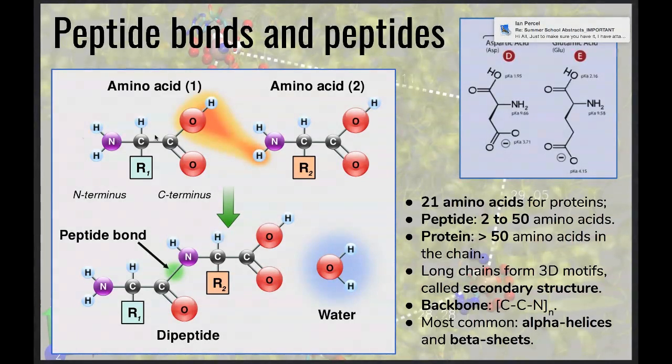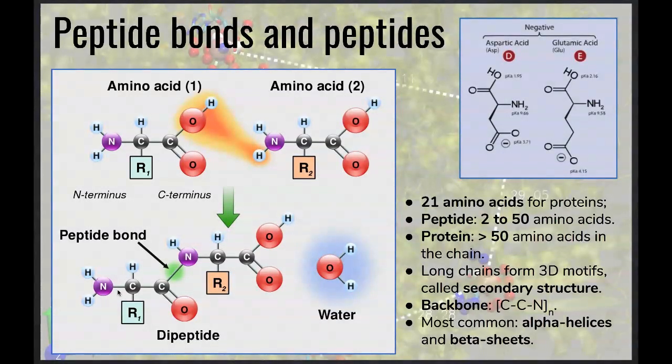So they have an amine end and a carboxyl end, and also a side chain. So when these two ends interact, carboxyl and amine ends, then the water molecule goes away and a peptide bond is formed. In this case, we just formed from two amino acids. We formed a dipeptide. And this chain together, NCC, NCC, is called a backbone. And these radicals represent anything, and these are called side chains.